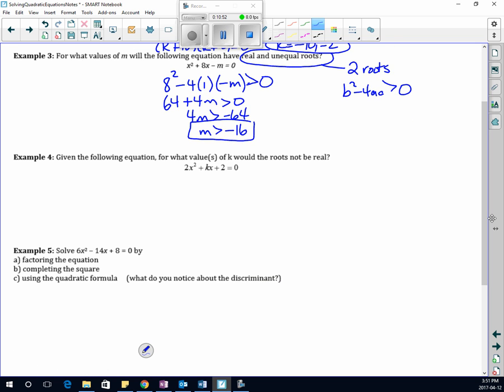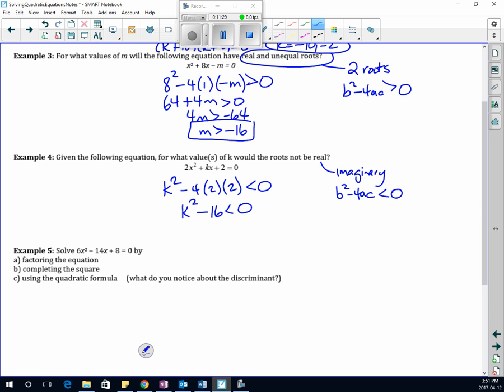Next one. Given the following equation, for what values of k would the roots not be real? So if it's not real, that means they're imaginary. So that's when we have b squared minus 4ac is less than 0. Remember, they're negative. So let's solve the following. That would be k squared, or b squared, minus 4 times 2 times 2, and that would be less than 0. So that is k squared minus 16 is less than 0.